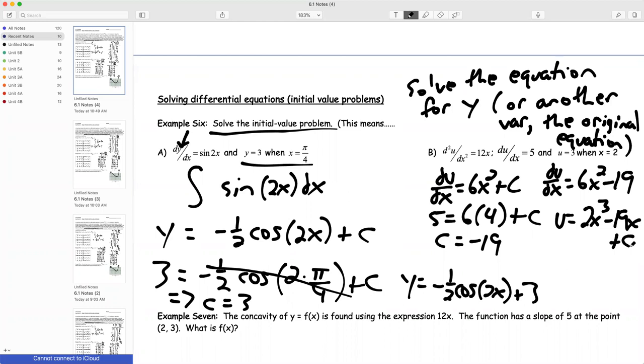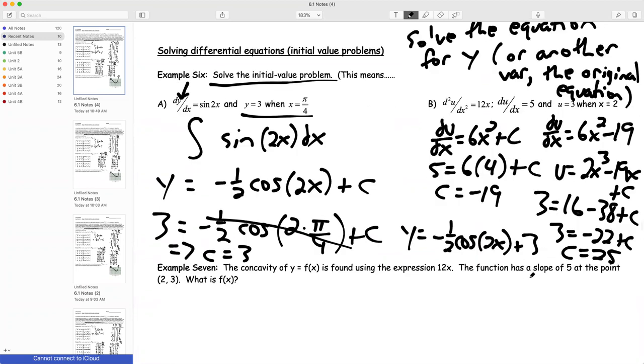And now I'm going to plug in the value for u and the value for x. So u is 3 when x is 2. So I plug in 2, and that gives me 2 times 8, which is 16 minus 38 plus c. So that gives me 3 equals negative 22 plus c. So c is therefore 25. And so now I can write my original equation. I have u equals 2x to the third minus 19x plus 25.